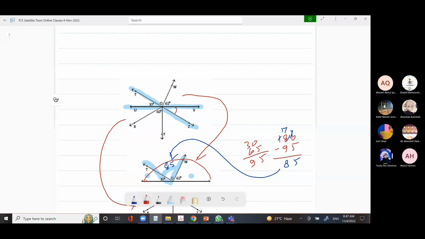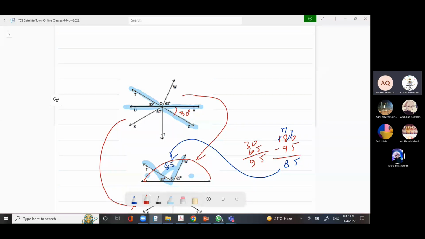Yes. So it means this must be 30, vertically opposite. Yes, sir. Okay, now we have the vertically opposite angle, which is 30, and then we can try the rest of them.